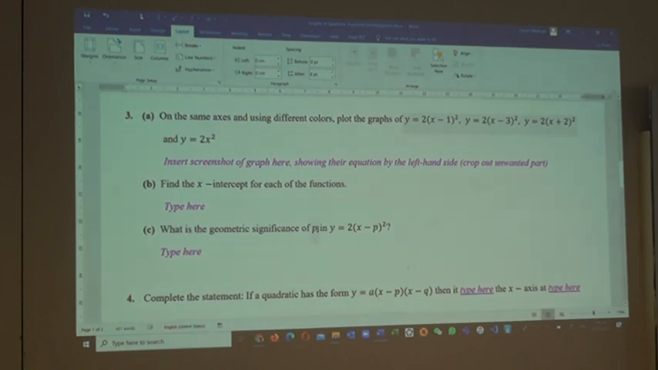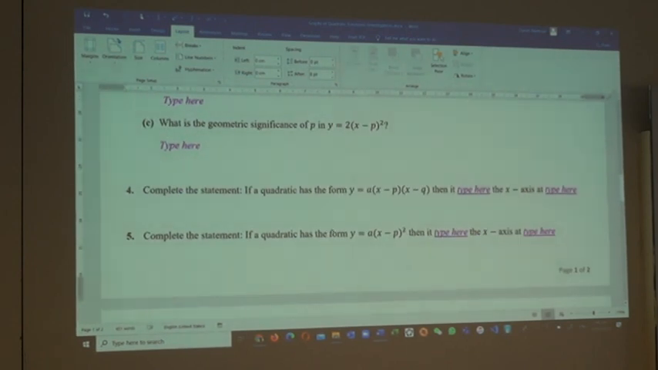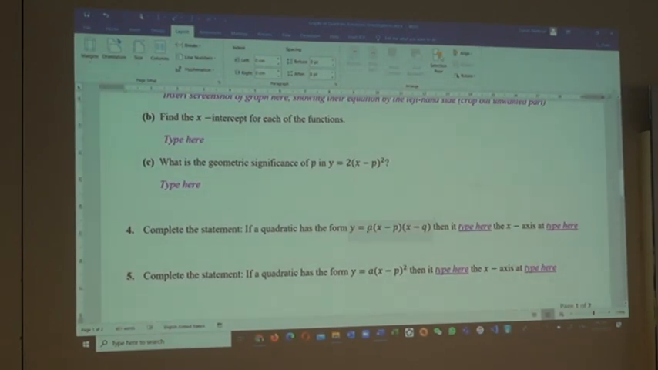Okay? Then I said, what is the significance of p? That is your x-intercept, isn't it? Then I asked you to complete the statement here. If a quadratic has this form, then it crosses or it intercepts.